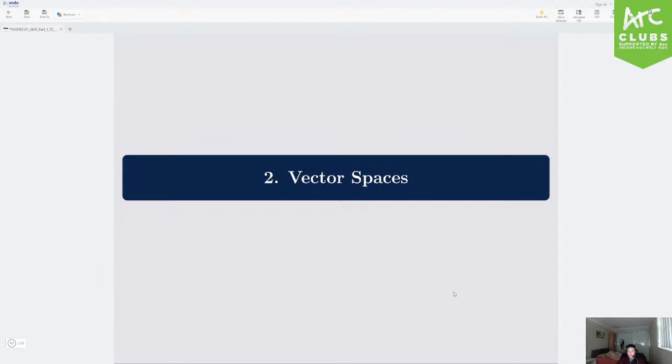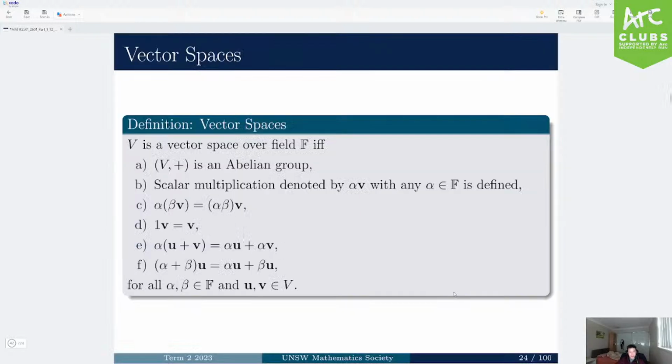Okay, moving on to the next topic, we're going to be looking at vector spaces. Okay, definition of a vector space. Well, back in first year, you would have had that long list of about 10 or 11 conditions.